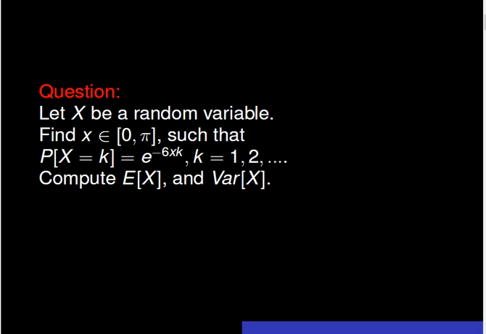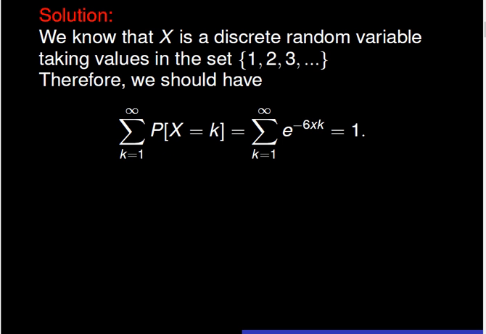The probability of X equal to k is e^(-6xk). Then compute the expectation as well as the variance of X. As a matter of fact, X is a discrete random variable taking values in the set of positive natural numbers.